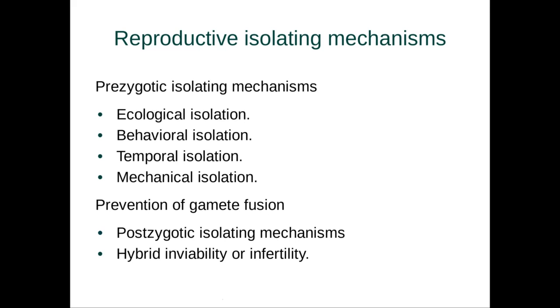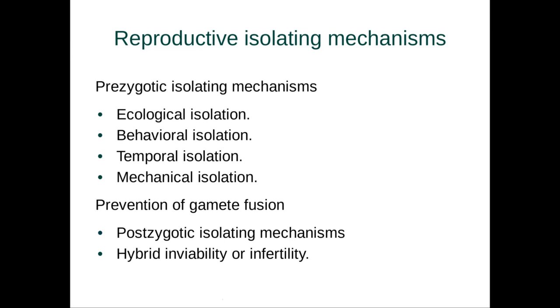Like, for instance, insects are great at this, and marine mammals as well. There are differences between species because the shape of one species' penis is different than the shape of another species' penis. That's what we mean by mechanical isolation. I know it's kind of a weird thing to think about, but that's a thing in nature.